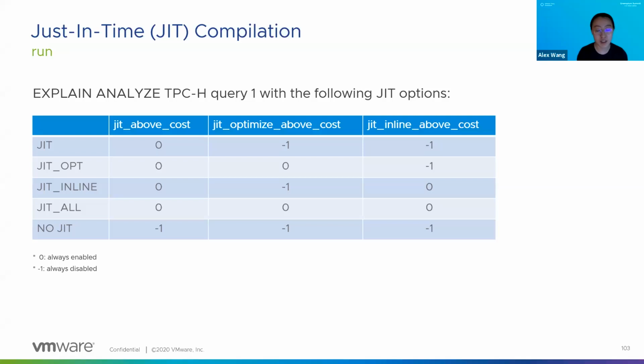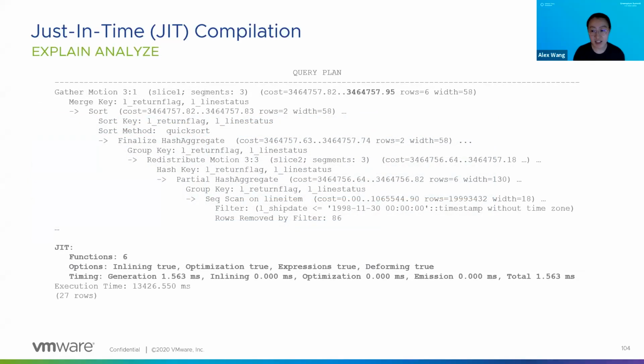Now in the next slide, we run explain analyze with different combinations of JIT options controlled by the 3 GUCs that we mentioned previously. So for all the 3 GUCs, 0 or any value above 0 means perform this JIT option if the cost is above this value, and -1 is a special value for disabling the option. For example, here JIT all means all JIT options are enforced, and no JIT means all JIT options are disabled.